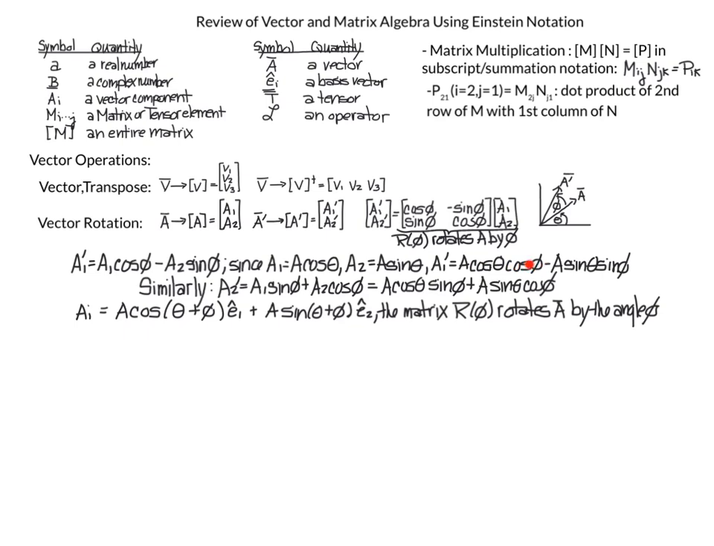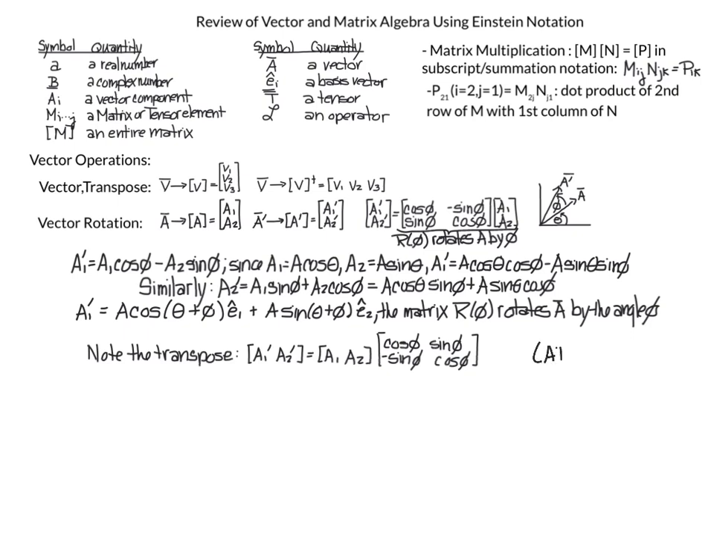Finally, using our trigonometric identities, we can say a prime is a cosine of theta plus phi in the e1 direction, plus a sine of theta plus phi in the e2 direction. So what we see is that this matrix rotates a; it adds another angle phi. So it rotates a by an angle of phi. And note, when we do the transpose over here, we're going to have to move this a1, a2 before the matrix. If you recall, if you have AB transpose, that's equal to B transpose A transpose.